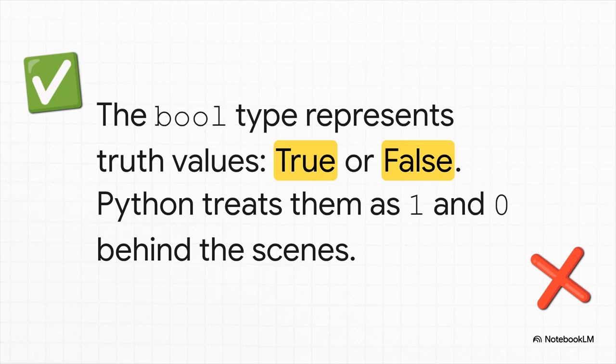Next, we have the Boolean, or bool. This is the simple yet incredibly powerful engine for all decision-making in your code. It's your yes or no switch, and it only has two possible values, True or False. And here's a little behind-the-scenes secret. Python often treats True as the number 1 and False as the number 0, which can come in handy sometimes.